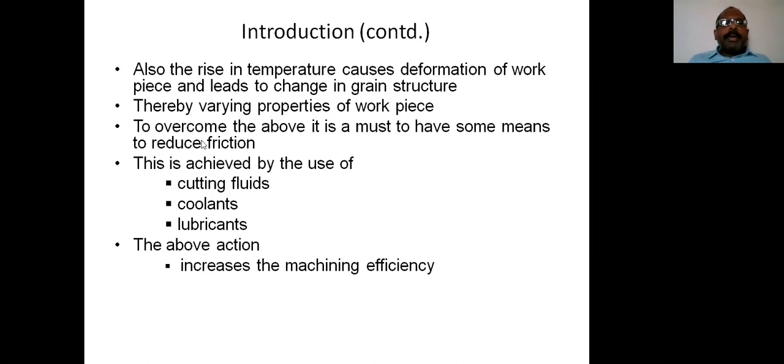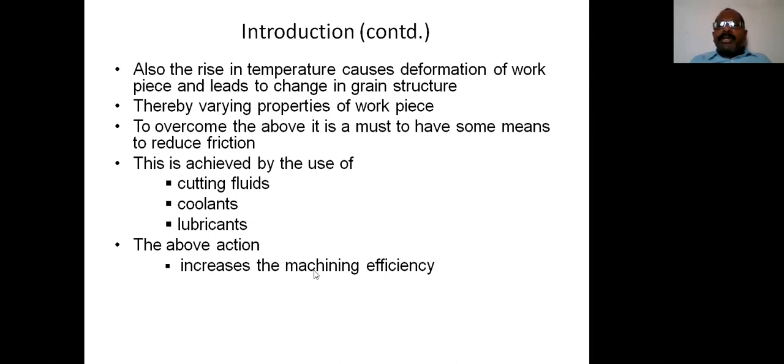Now, because of using these cutting fluids, coolants and lubricants, note that cutting fluids and coolants are applied between the job and the cutting tool, whereas lubricant is applied between two mating parts or two mating elements of a machine. So what happens because of this? Machining efficiency increases.